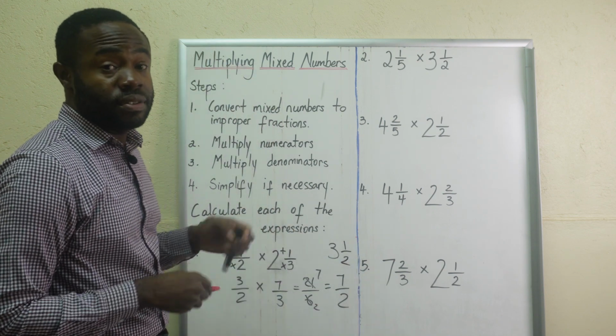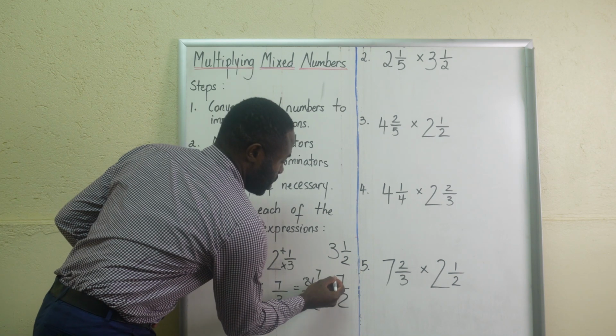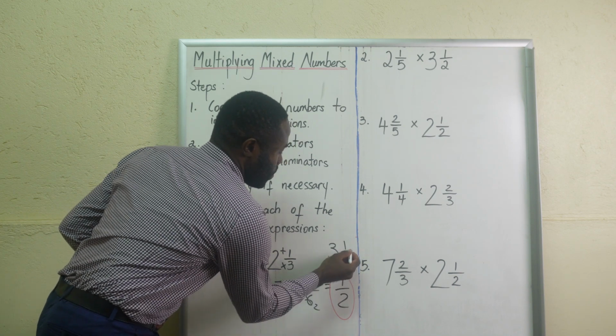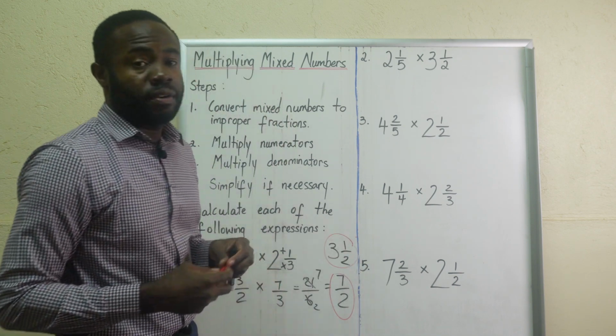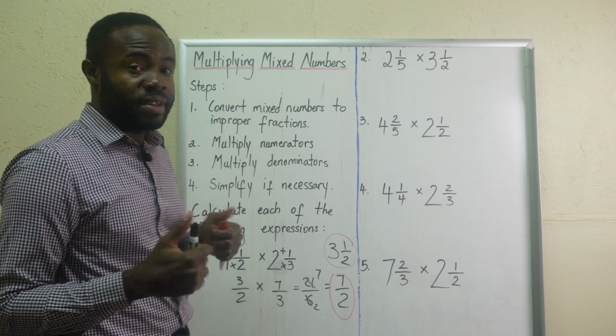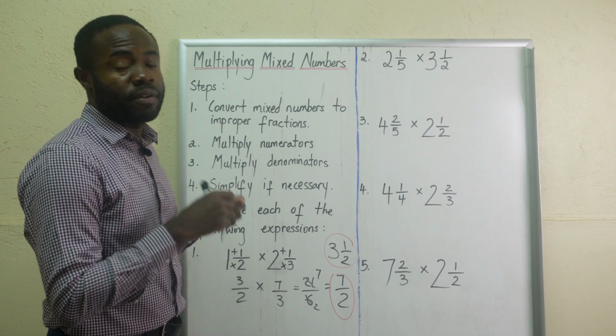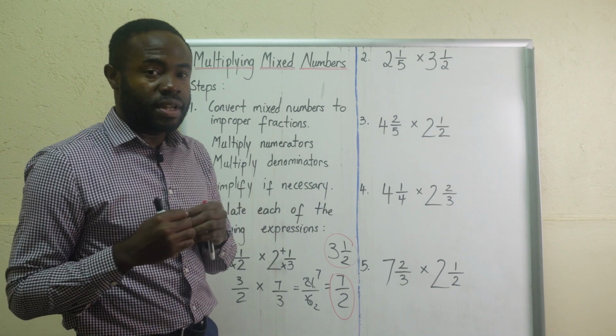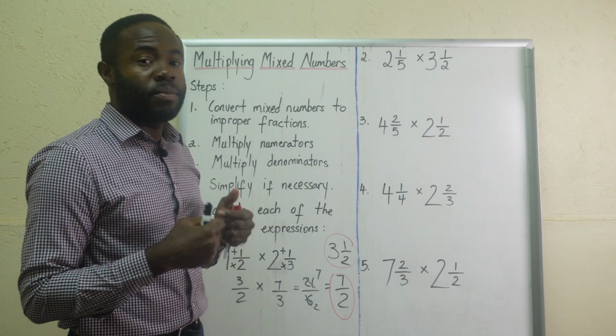So the answer to this question can be expressed as 7 over 2, or as a mixed number in the form 3 and 1 half. So good job guys for watching. I hope you have understood what I've done there. Don't worry if you're not, we'll move on to more questions.